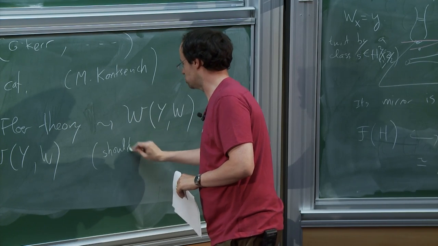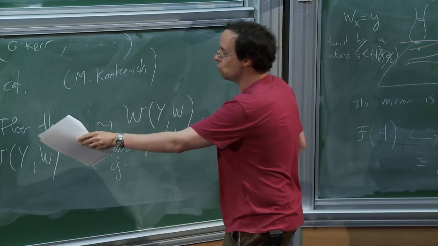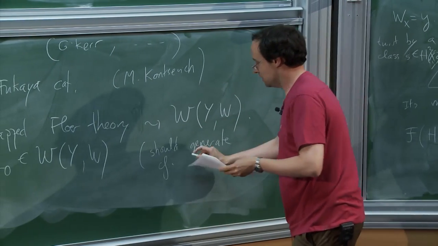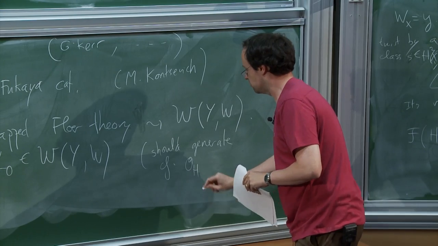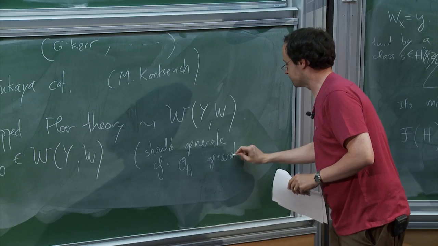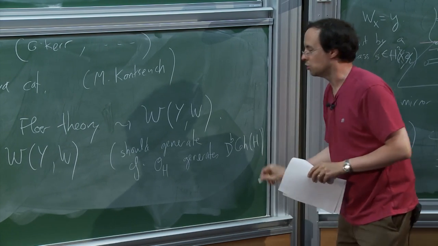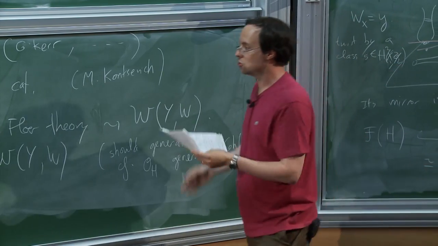Anyway, I will still write "should generate," because the purpose of this object in life is to be the mirror to the structure sheaf of H. And on an affine variety, the structure sheaf generates the derived category. So this should be the only Lagrangian I should care about.